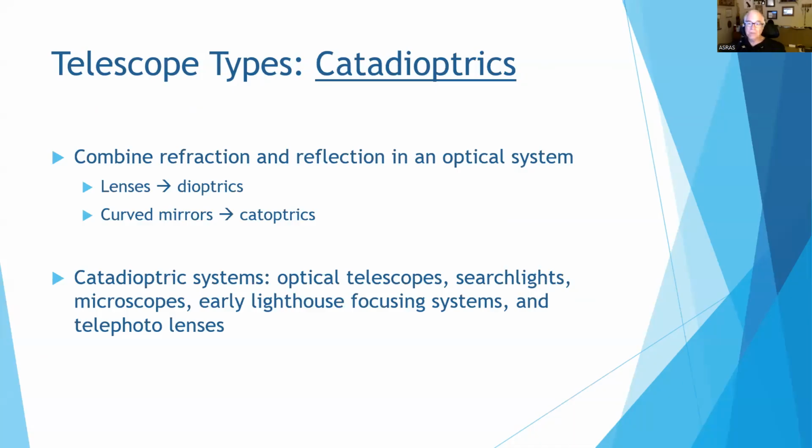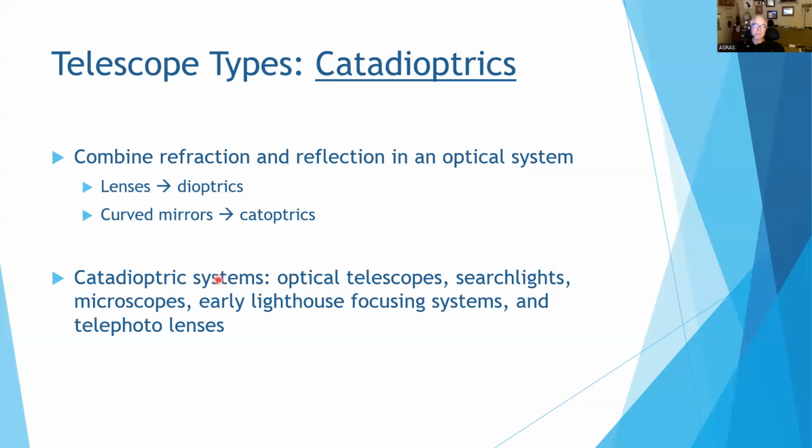Catadioptric telescopes combine both mirrors and lenses, which is what catadioptric means. So they combine refraction and reflection in an optical system. Lenses are referred to as dioptrics. Curved mirrors are referred to as catoptrics. So the combination together is a catadioptric.